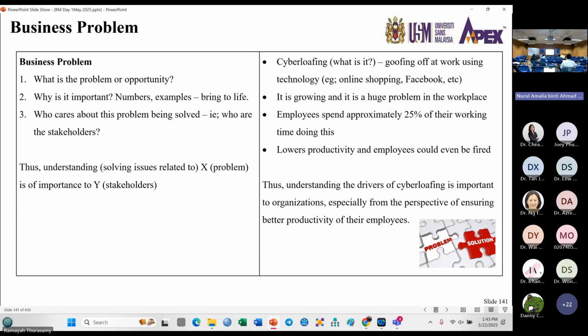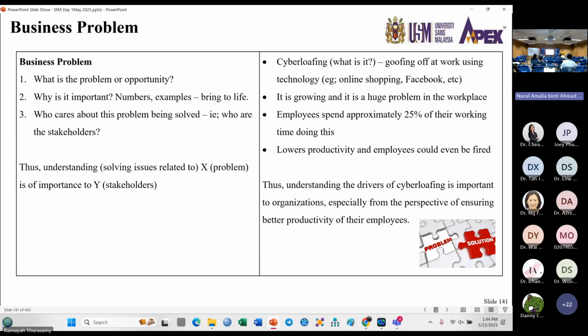Like this study was looking at cyberloafing. Cyberloafing is a problem all over the world, right? Okay. But you want to study in Malaysia, you need to highlight why this cyberloafing is a problem in Malaysia currently. Okay. So here we have some facts and figures. This is what many people will look at. So we have some studies done in Malaysia that show that 25% of your working hours is actually spent cyberloafing.